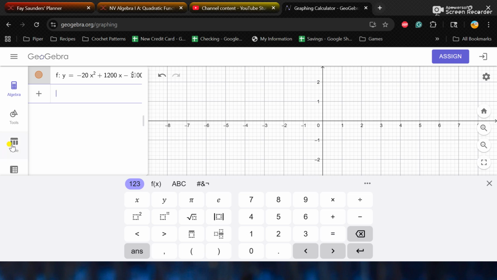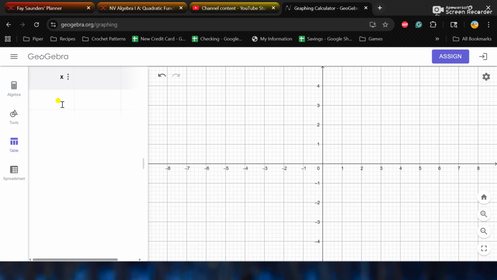Okay. C, in this case x, represents the price of a candle. P, in this case y, represents profit. Find the prices where Anna's profit is 0, the break-even prices. So the first thing we need to do is create a table. So we'll come here to our table.